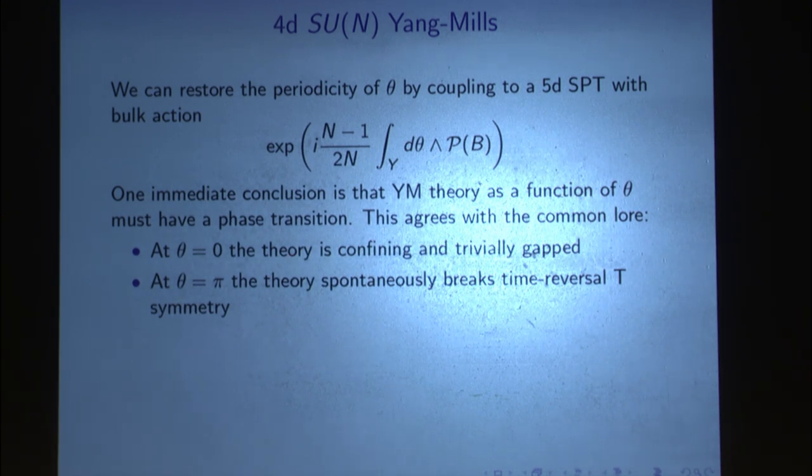So if you start at theta equals 0, we have some evidence that the theory is confining and trivially gapped. And now we could try increasing theta and try to understand what happens. And what's believed to happen is that at theta equals pi, the theory spontaneously breaks time reversal symmetry T. So there are 2 vacua there, and there's a first order transition.